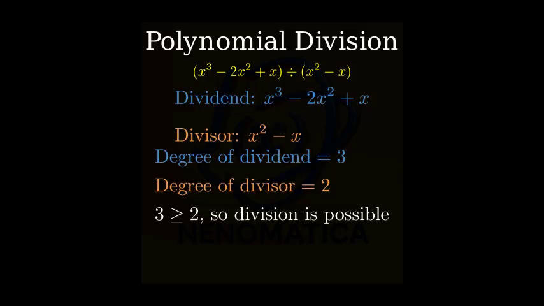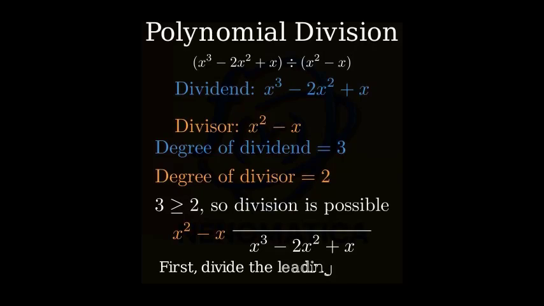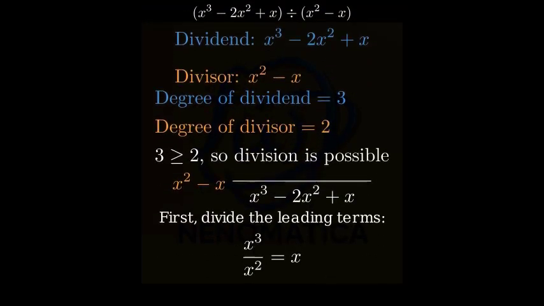Since the degree of the dividend is greater than or equal to the degree of the divisor, we can perform the division. Now, let's set up the long division process. We'll use a format similar to regular long division, where we put the divisor on the left and the dividend under the division bracket. In polynomial long division, we divide the leading term of the dividend by the leading term of the divisor to get the first term of our quotient.